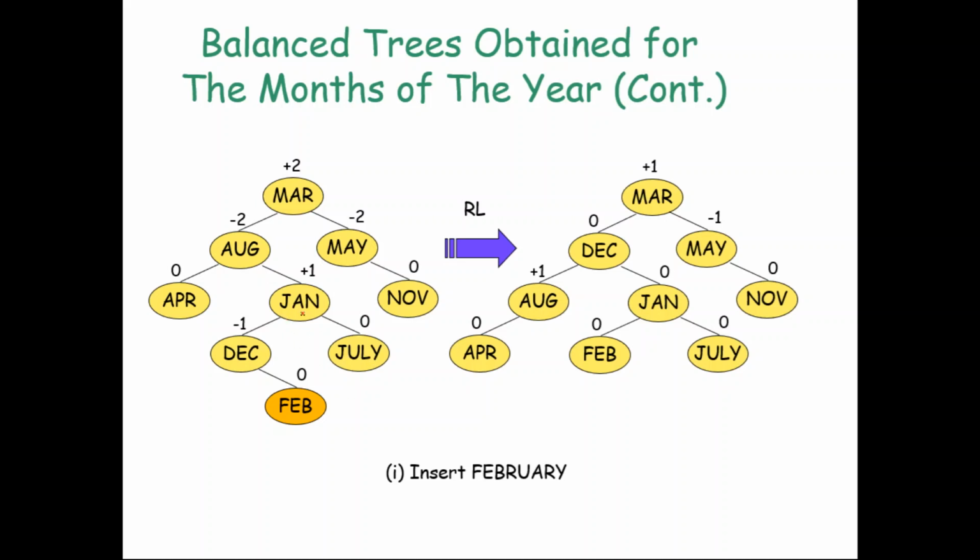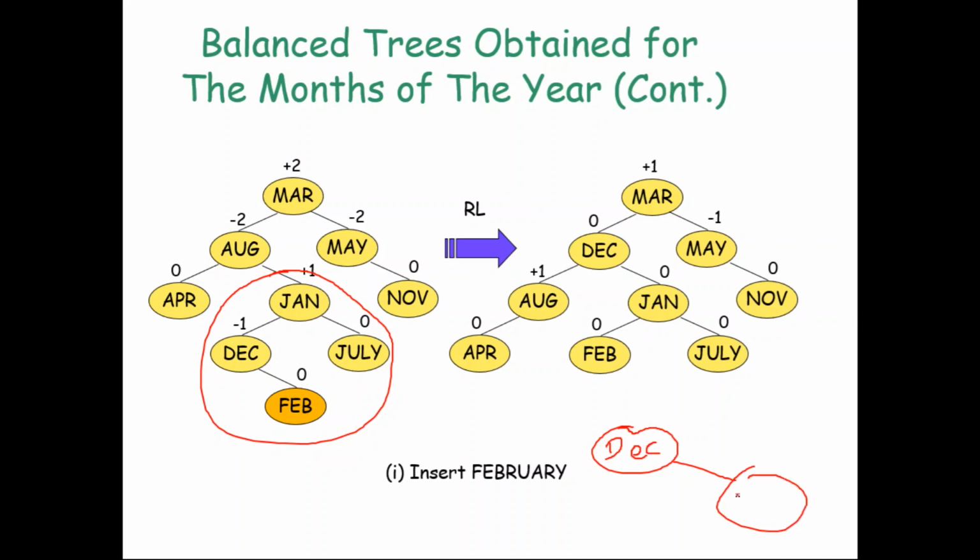If you perform a right rotation of just this subtree, December will come as the root of this particular subtree. Jan will go as the right of that, and July is already the right of Jan. Okay, this part is fine, but to the December there is a right child, Feb. Okay, where should it go?